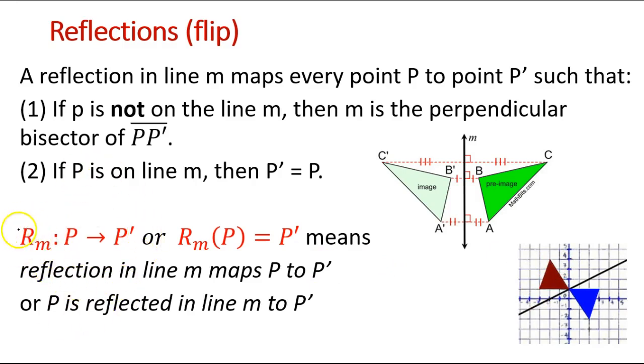Again, we write the notation as: reflection in line M maps P to P prime. That's what a reflection in line M maps P to P prime means. Or we can write it with notation, but it reads the same thing. Or P is reflected in line M to P prime.